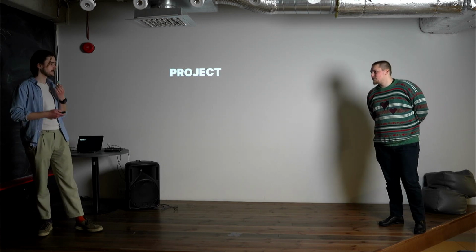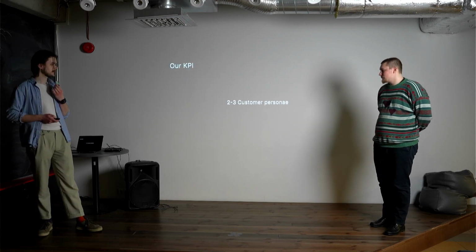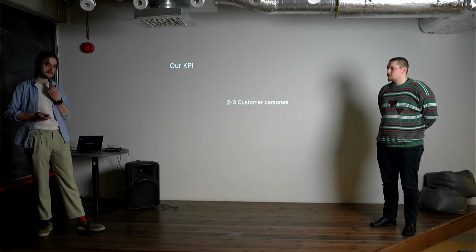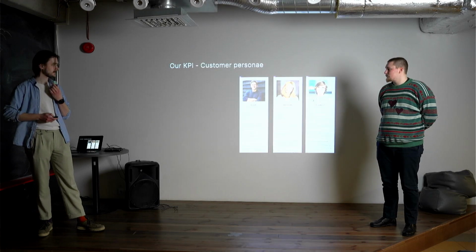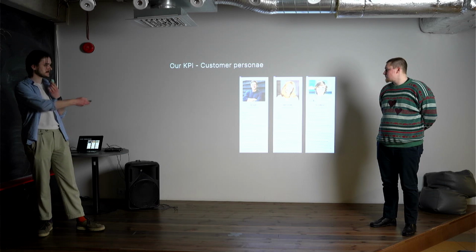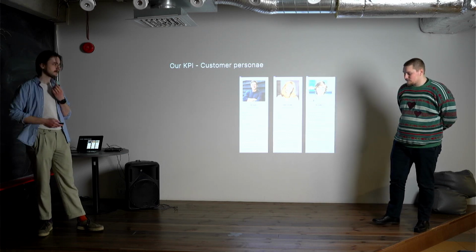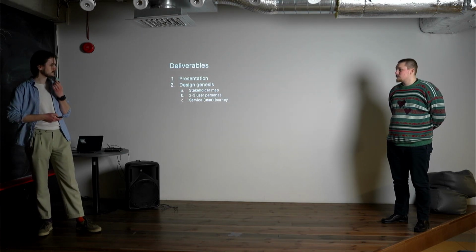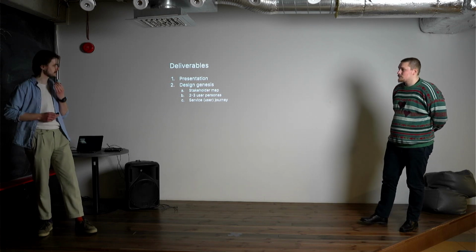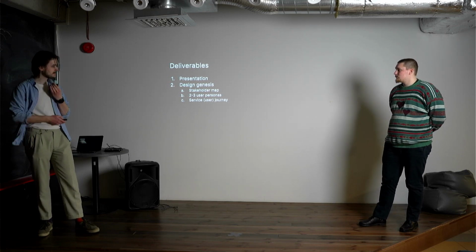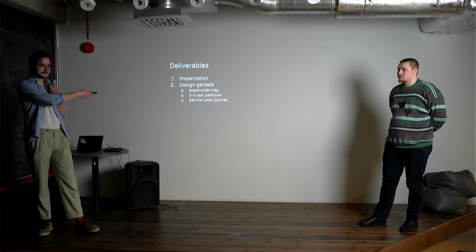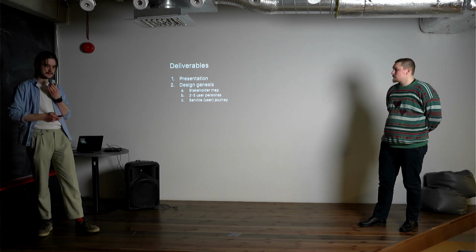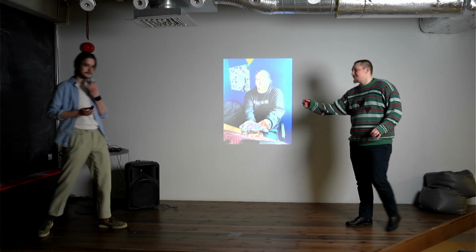And now onto the project itself, the practical part that we have just done. Our main KPI was to make 2 to 3 customer personae, and we did exactly that. 3 archetypes within the family: a father, a mother, and Guido Jr., a son. And our deliverable is also a very short list, but took us quite a while. A presentation, which you're seeing now, and to generate the beginning of the design, which was the stakeholder map, 2 to 3 user personae, and the user or service journey. And now onto the stakeholder map.